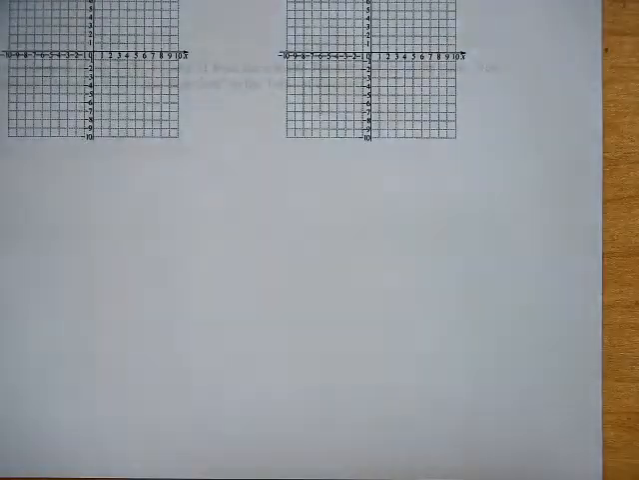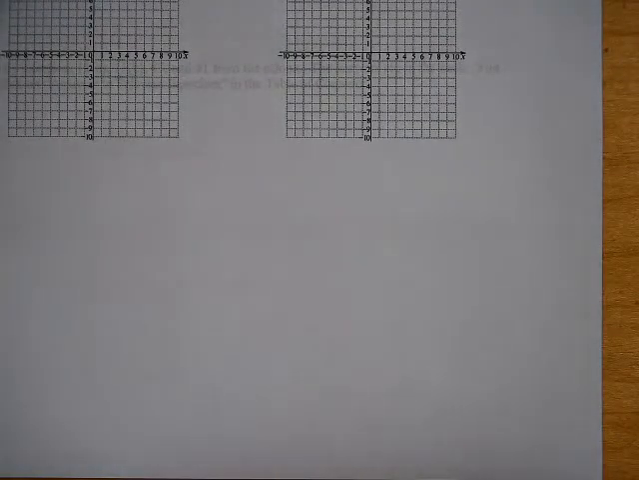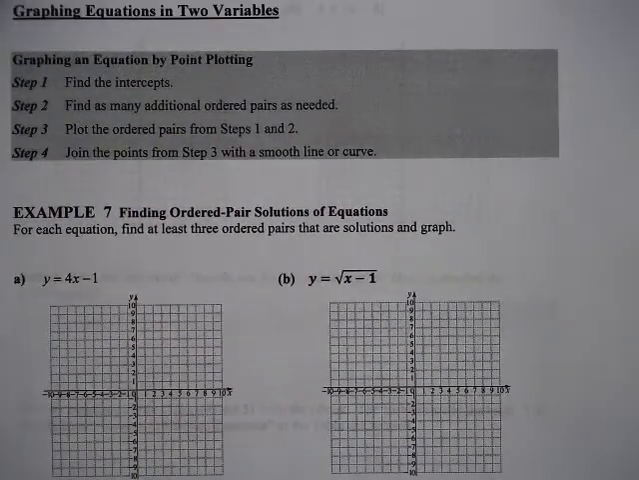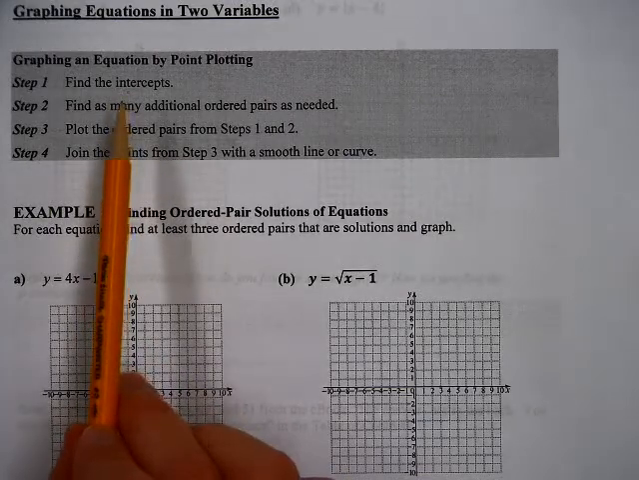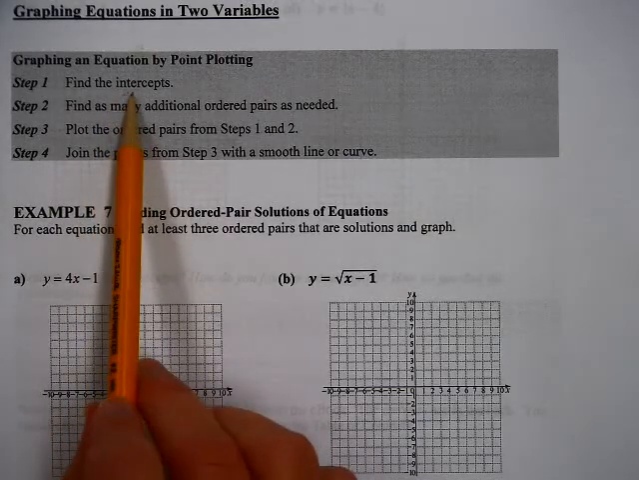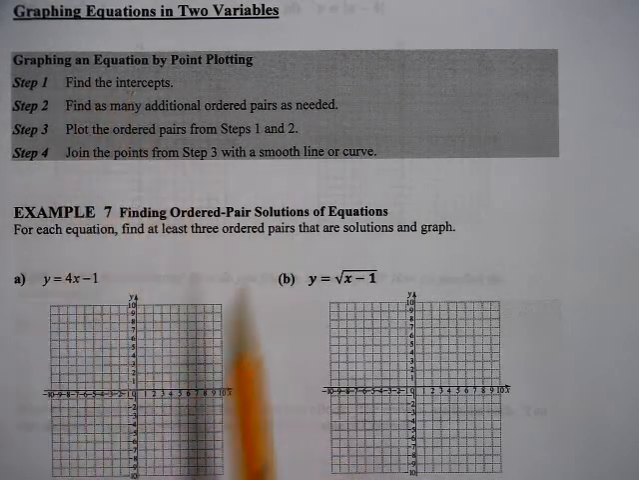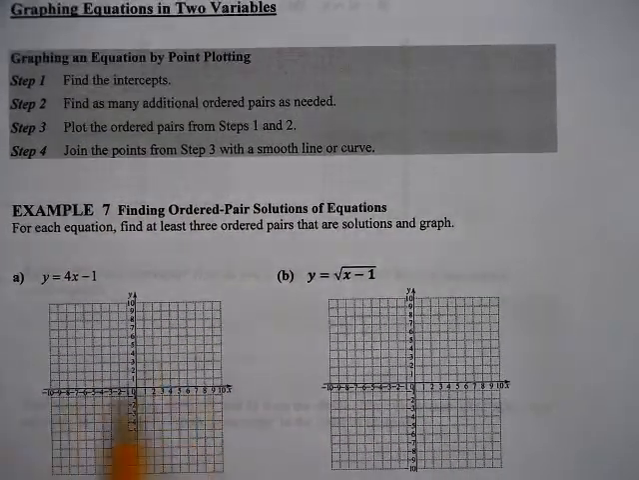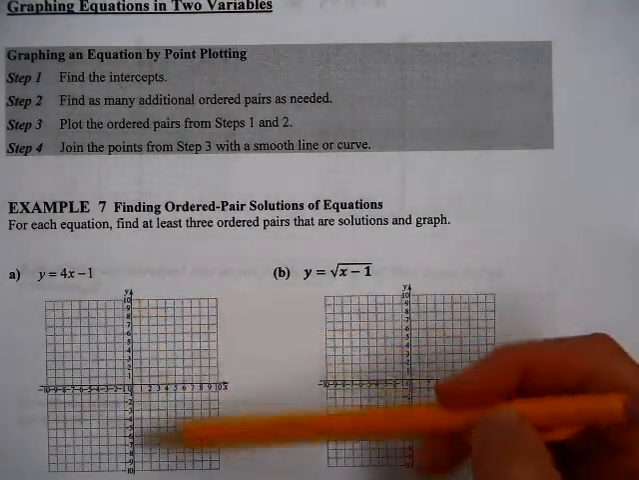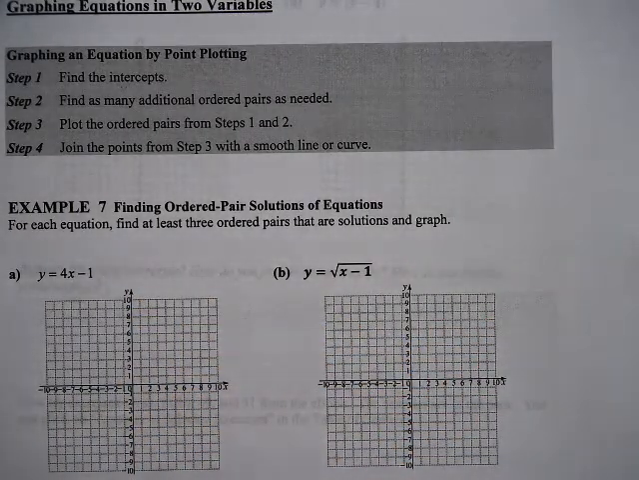Okay? Now let's look at how to graph these equations. And you see some steps here, graphing an equation by point plotting. The first thing we want to do is find the intercepts. Well, let's talk about intercepts. What are intercepts? There's an x-intercept and there's a y-intercept. Once we have our graph down here, you will be able to tell the x-intercept is where it crosses the x-axis. The y-intercept is where it crosses the y-axis.